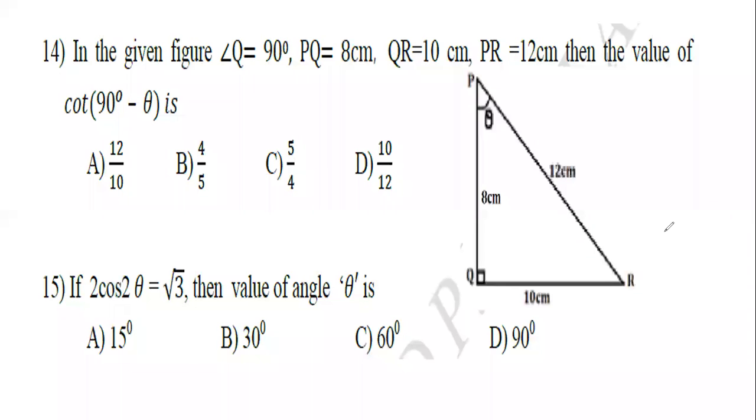Next sum, 14th question. In the given figure, angle Q is equals to 90 degree, PQ is equals to 8 centimeter, QR is equals to 10 centimeter, PR is equals to 12 centimeter. Then the value of cot 90 minus theta is dash. Cot 90 minus theta is complementary angles. Cot 90 minus theta is tan theta.